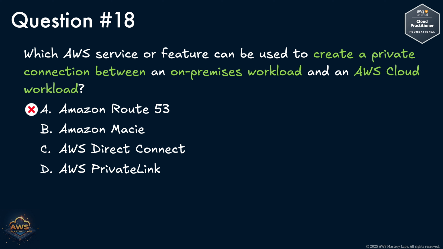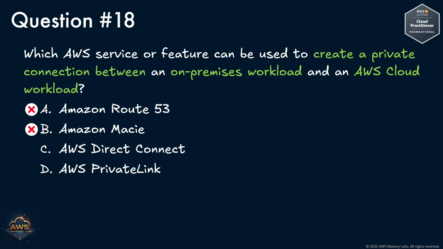Option A, Amazon Route 53. Amazon Route 53 is a domain name system, DNS, web service. It helps route end-user requests to internet-based resources and can direct traffic using routing policies, but it does not establish private network connections. It simply translates domain names into IP addresses and provides traffic management at the DNS layer. Incorrect, because Route 53 manages DNS routing, not private physical or network-level connections.